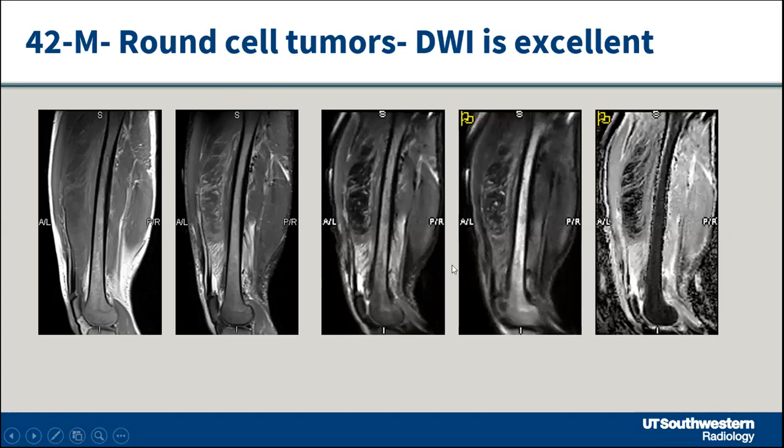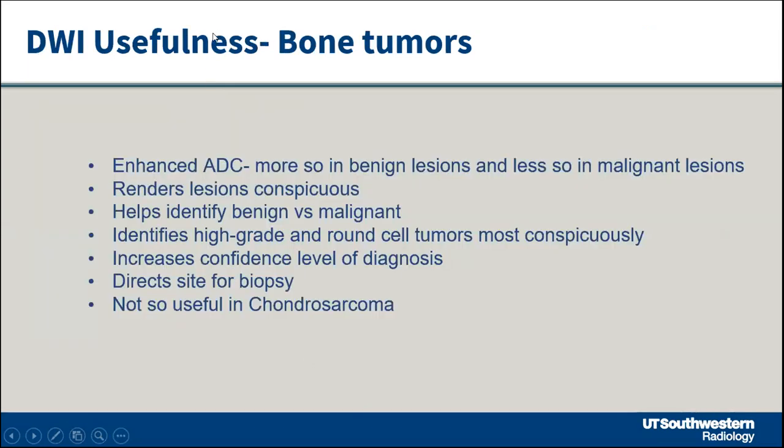Could you make a diagnosis on DWI ADC? Absolutely. Low b value, high b value, ADC. Look at this, totally dark. So it's really, really good to find infiltrative stuff, especially round cell tumors. It's excellent. So finishing up with bone tumors, enhanced ADC more so in benign lesions, less so in malignant lesions, renders the lesions conspicuous, identifies benign versus malignant or high-grade tumors and round cell tumors, increases the confidence level of diagnosis, directs the site for biopsy, and not so useful in chondrosarcoma.